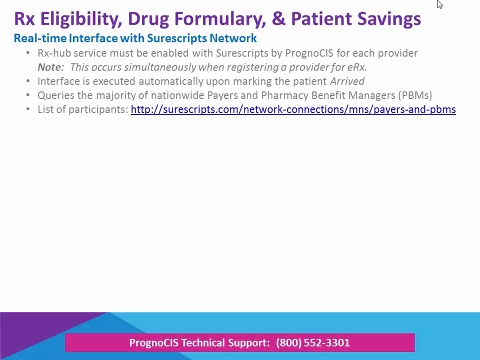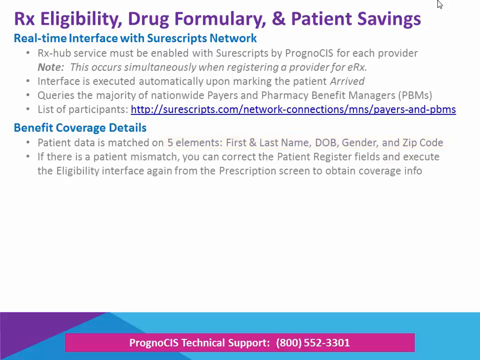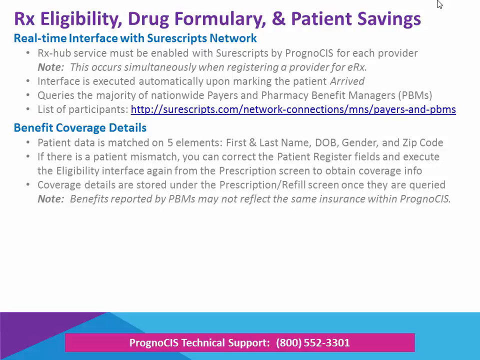Now, as for the benefit coverage details, while the interface is executing, the patient data is matched on 5 key elements: the patient's first and last name, date of birth, gender, and postal zip code. Now, if there is a mismatch on any of this data, you can correct the information within Patient Register and then execute the eligibility interface again if you so desire. Coverage details are stored under the prescription or refill screen for easy access.